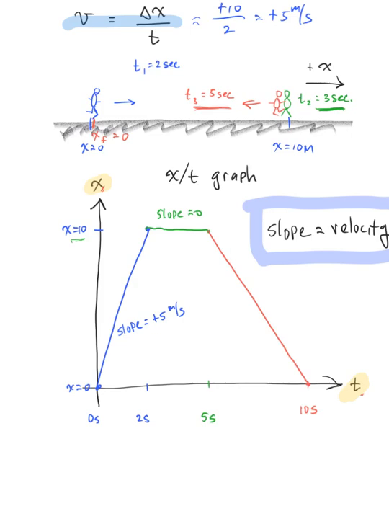And then finally, this segment right here, the slope should be, what is it going to be? Negative 2, because I have a displacement of negative 10 and a time of 5, so negative 10 over 5 gives me negative 2.